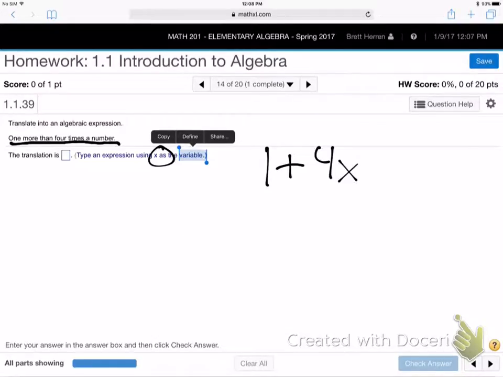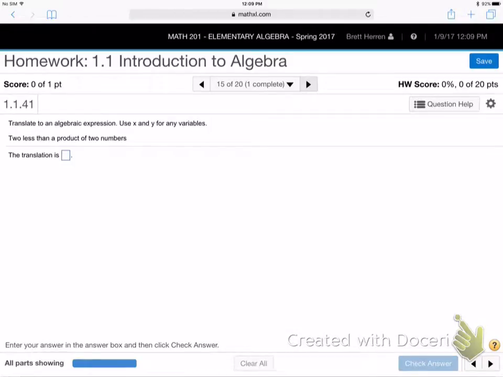And you could write it for x plus 1 as well. Good, exactly right. Because again, the order of adding doesn't matter, huh? Yeah, either one's right. Yeah, type in either one, it's good. 1 more than 4 times x. Either order. Good? Mostly familiar to you? Mostly review, I think. Okay, so, all right, 2 less than a product of 2 numbers.